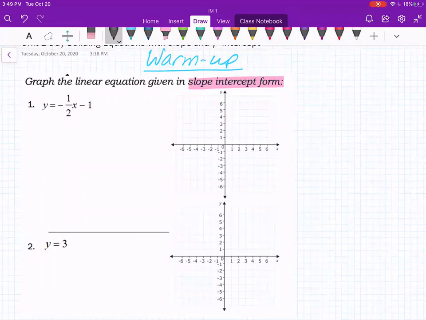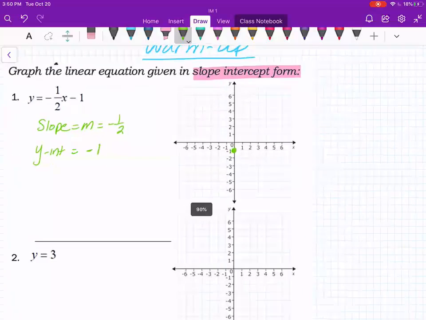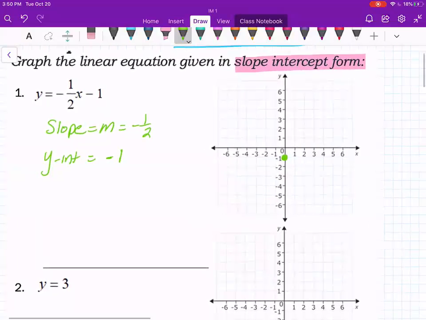All right, so the first thing I want to do is write down what is my slope. My slope, which is my m, in this equation is -1/2. And my y-intercept is a -1. The sign stays with the number. So I'm going to plot -1 on my graph, (0, -1), right here, if you all can see that. I'll blow it up a little bit more.